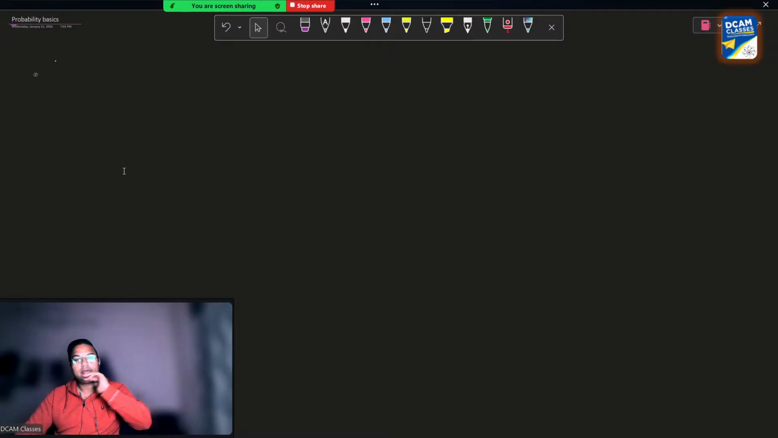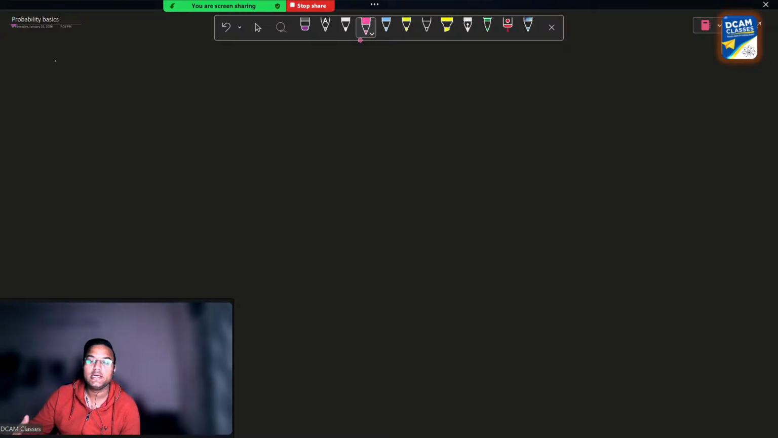Now, when we learn probability, we need to understand a few terms before learning actual probability. This will build your basics and will be helpful in your class 12 advanced probability. So first you need to understand the experiment. What is an experiment? Experiment is an operation which can produce well-defined outcomes.